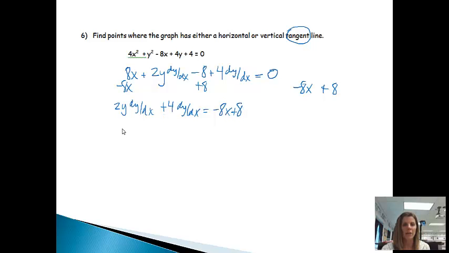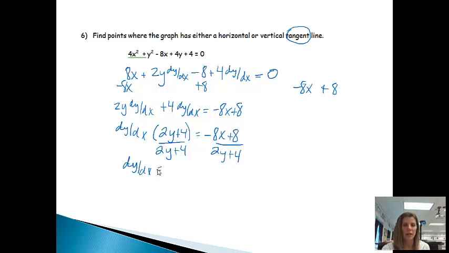I now notice that these both have a dy/dx, so I'm going to factor that out. And when I do that, I will get (2y plus 4) dy/dx, and that will equal negative 8x plus 8. All right, from here, to get rid of multiplying by 2y plus 4, I will divide by 2y plus 4. So my derivative, my dy/dx, will equal negative 8x plus 8 over 2y plus 4.